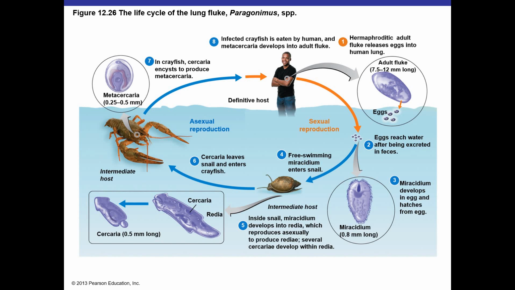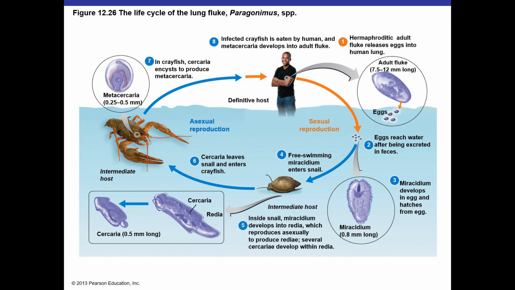In the water, they develop into the miracidium, which is then going to infect another intermediate host. In this case, this is going to penetrate a snail host, and in that intermediate host, they go through a developmental stage where they make the cercaria, which are inside these rediae.